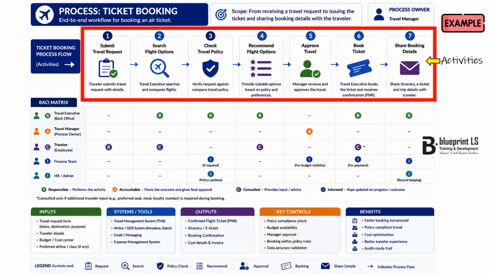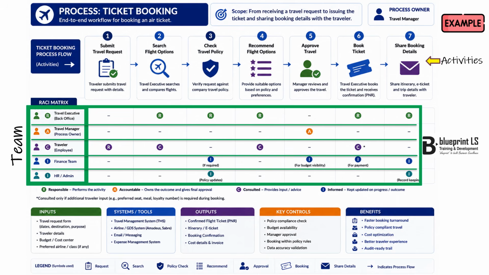The flow is presented horizontally from left to right, making it easy to visualize the sequence in which work progresses through the process. Each numbered box represents a distinct activity, and together they form the complete ticket booking process. Once the process flow is defined, the next step is to clarify who participates in each activity. This is where the RACI matrix becomes important.